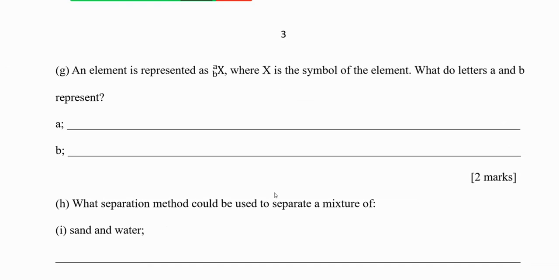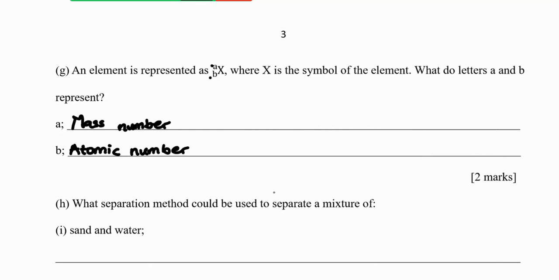Now, the next question says an element is represented as this, where X is the symbol of the element. What do letters A and B represent? Whenever elements are represented this way, with a superscript, the number at the top, and a subscript, the number at the bottom, the superscript is always the mass number, and the subscript is always the atomic number, or we can say the proton number, or the electron number for a neutral atom. So that is what we have there.